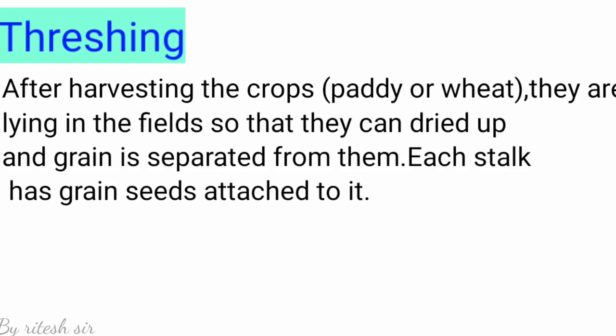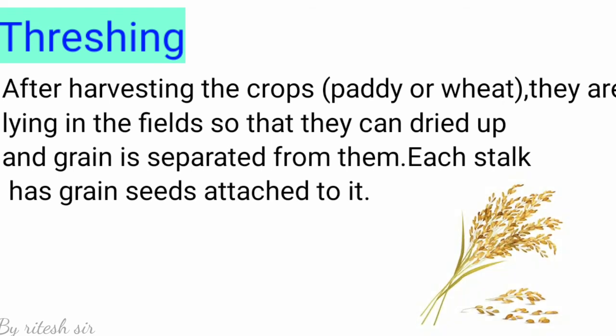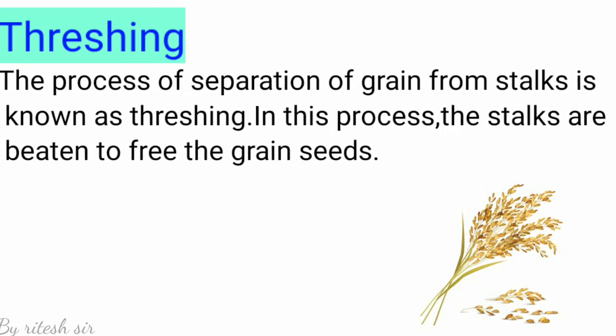Threshing. After harvesting the crop like paddy or wheat, they are left lying in the fields so that they can dry up and grain is separated from them. Each stalk has many grain seeds attached to it. The process of separation of grain from stalks is known as threshing. In this process, the stalks are beaten to free the grain seeds. It is mainly done by bullocks or machines.